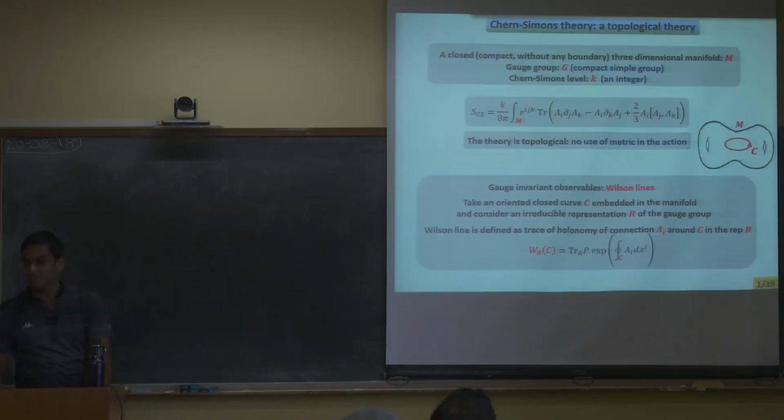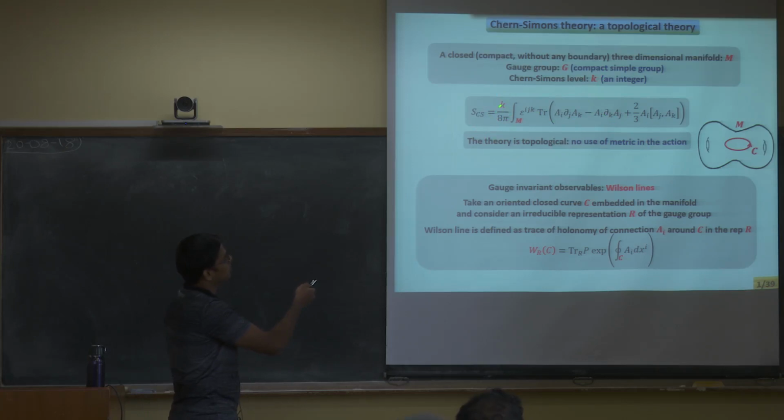So let's start. The quantum field theory in this setup is a 3-dimensional Chern-Simons theory. The manifold is 3-dimensional, oriented and closed, I mean without boundary. The gauge group is a compact simple group, which is denoted by G, and the Chern-Simons action is given here. This coefficient here is the coupling constant, which is also called the Chern-Simons level. For a compact simple group, this is an integer. As you can see here, there is no use of metric in the action. So this theory is a topological theory.